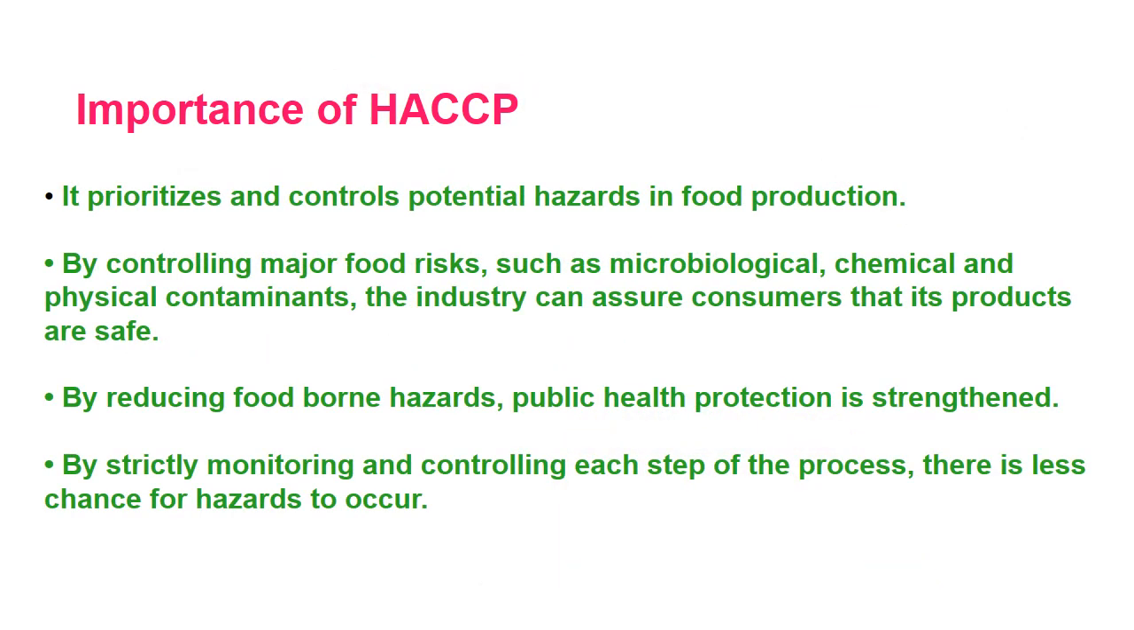Here once again we will see the importance of HACCP. It prioritizes and controls potential hazards in food production by controlling major food risks such as microbiological, chemical and physical contaminants. The industry can assure consumers that its products are safe. By reducing foodborne hazards, public health protection is strengthened. By strictly monitoring and controlling each step of the process, there is less chance for hazards to occur.